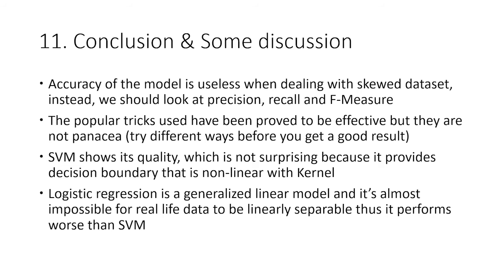So let's move on to our conclusion part. After finishing all this research, we can draw 4 conclusions. First of all, the accuracy of the model is useless when dealing with a skewed dataset, and instead we should look at precision, recall, and F-measure. And second, the popular tricks used have proven to be effective, but they are not a panacea. We should try different ways before we get a good result. And actually, we can also try to combine several different ways.